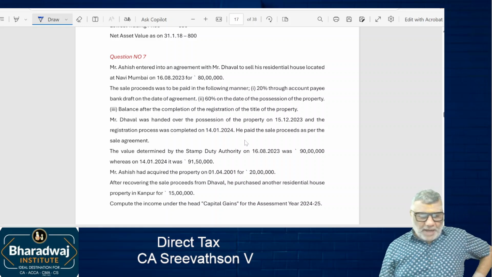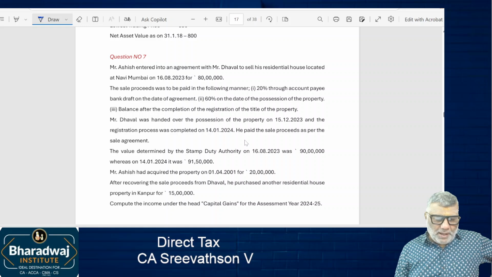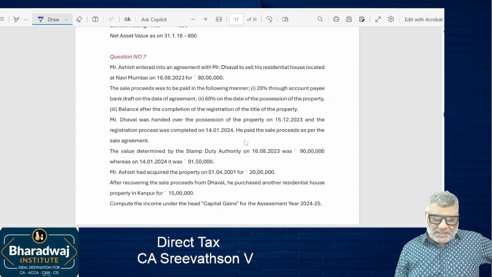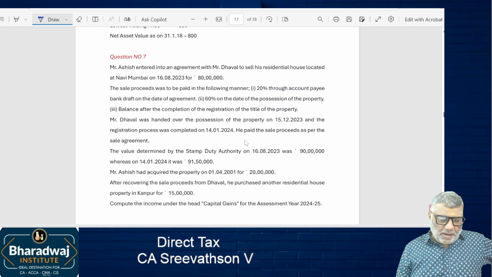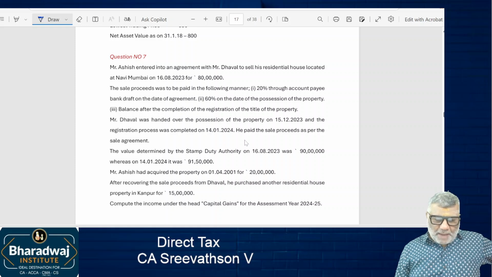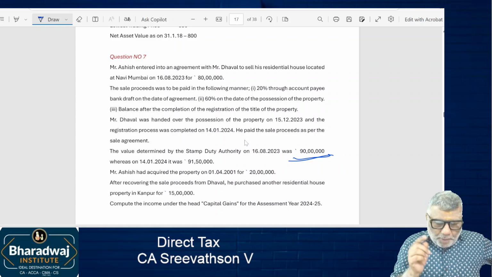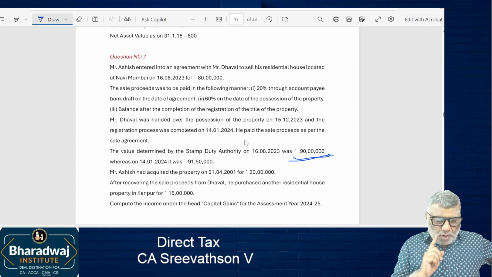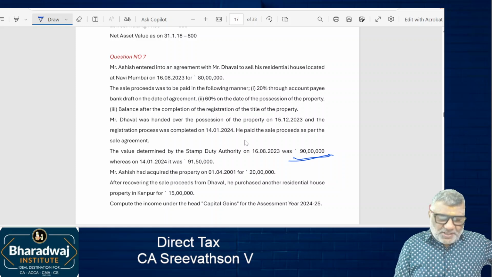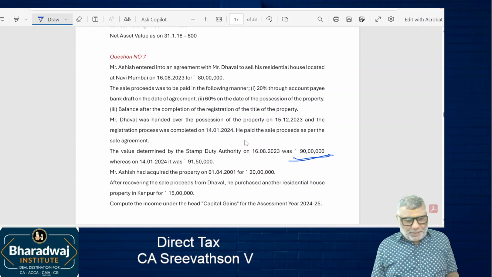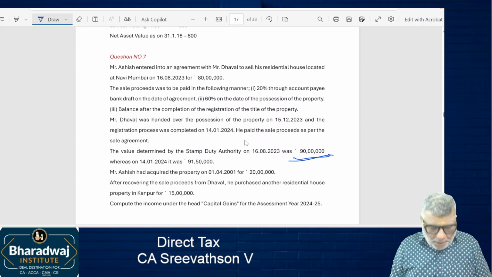Mr. Dhaval handed over the possession on 15/12 and the registration was completed on 14/1. He paid the sale proceeds as per the sale agreement. The value determined by the stamp authority, I will only take it as 90 lakhs. Mr. Ashish had acquired the property on 1/4/2001. After recovering the sale proceeds, he purchased another residential house, which goes to section 54. Compute the capital gains. You should not see it. You do it. I'll also do it.